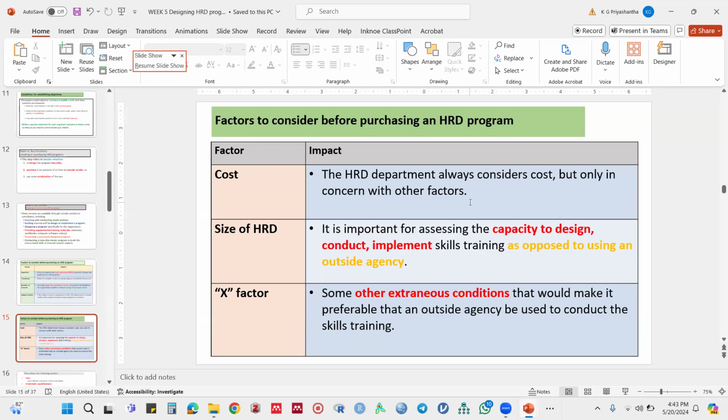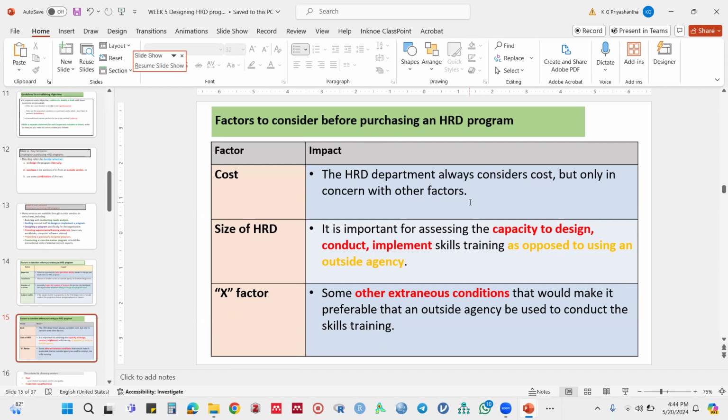Let's say the cost of the relevant proposed HRD program exceeds the allocated money for the entire year. Obviously they need to develop the program in-house rather than purchasing the HRD program. So when you go to purchase the HRD program, you may have to pay a big amount. If that is not allocated, obviously you need to develop your own HRD program that lies in the range of the allocated budget.